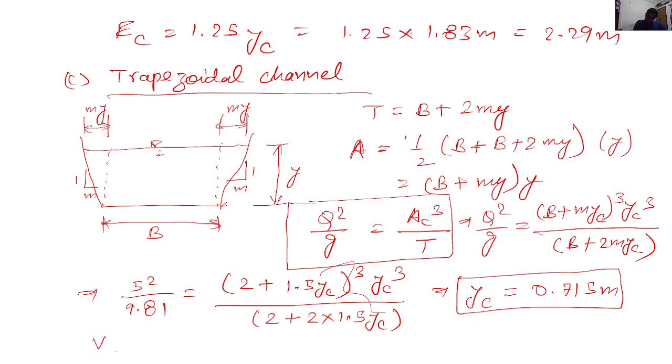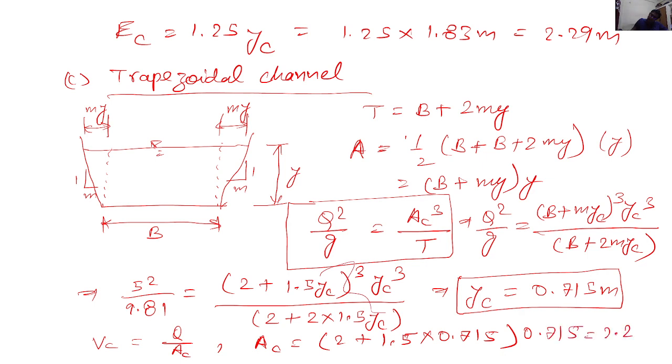Now we need to find out the critical velocity with respect to the critical depth. That would be equal to Q by A. We don't know A yet, so Q by Ac. We don't know Ac yet, so Ac would be equal to (b plus myc) times yc. So it would be 2 plus m, which is 1.5, times 0.715, which is yc, times 0.715, which is 2.2 meter square. Let's move to the next slide.